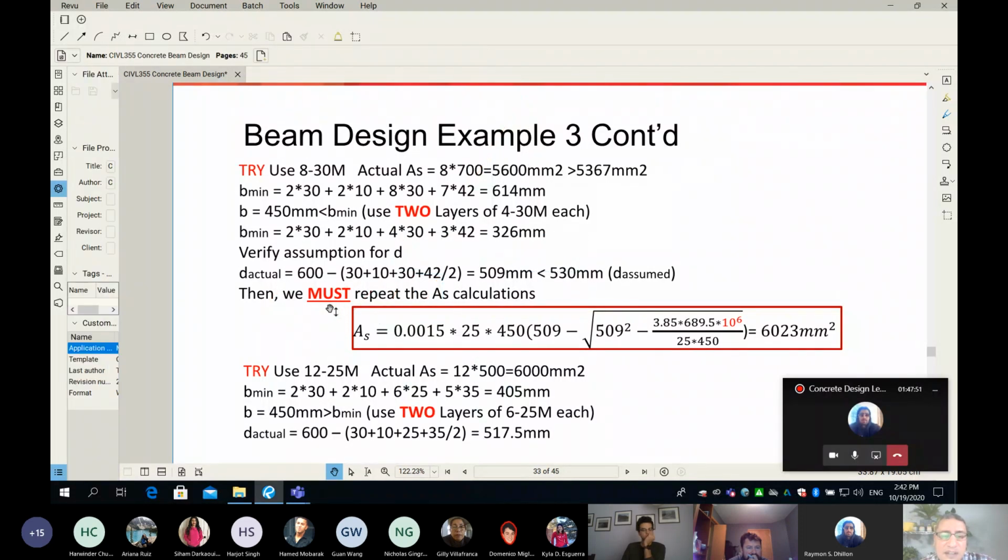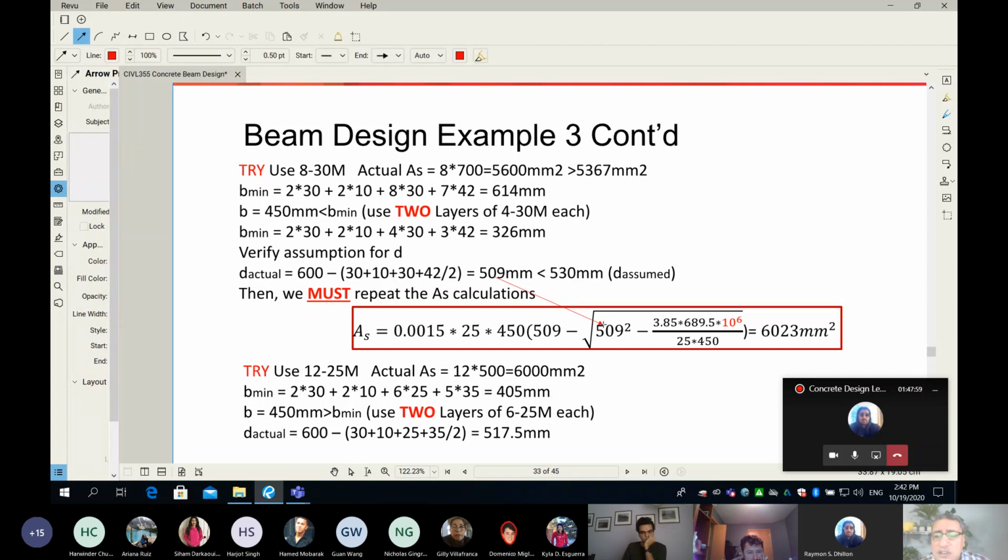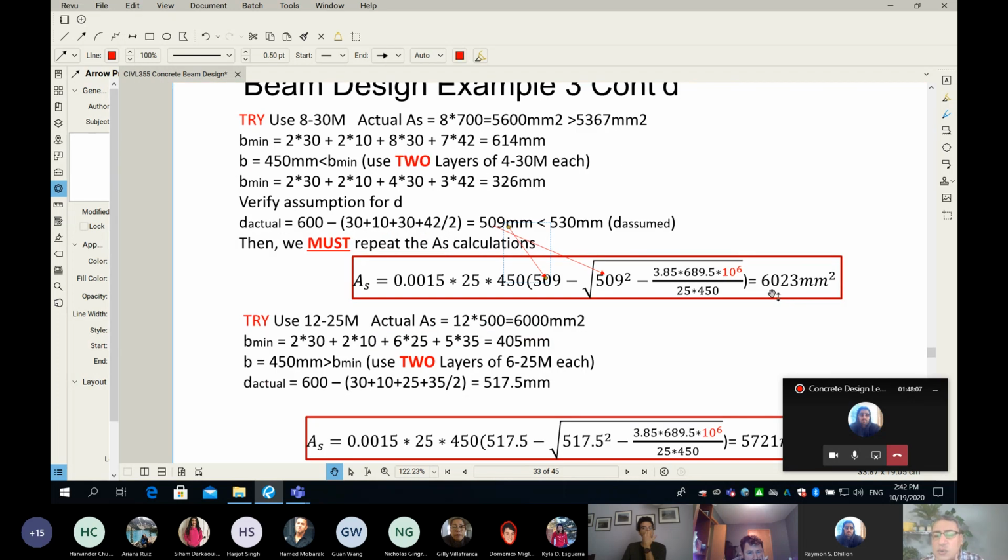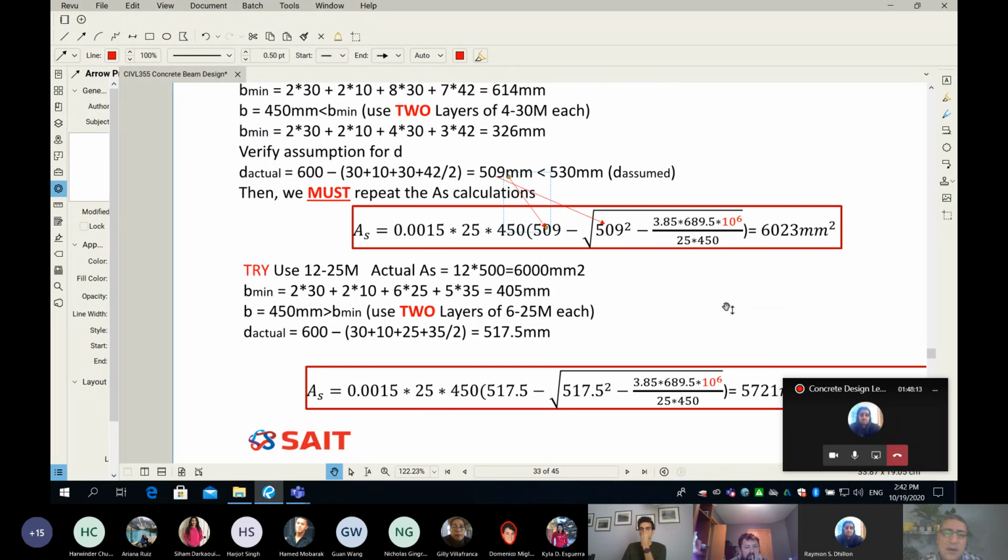So it means in this case we must repeat the AS calculation. So what we do is, you can see I took the 509, put it in the same equation, and got the new area of steel. So we have how much? We have 6,023 square millimeters of rebar. Now, oh my God, that's a problem. You guys see the problem?